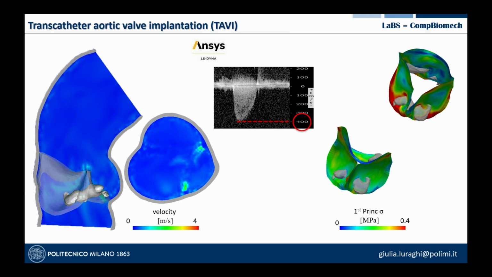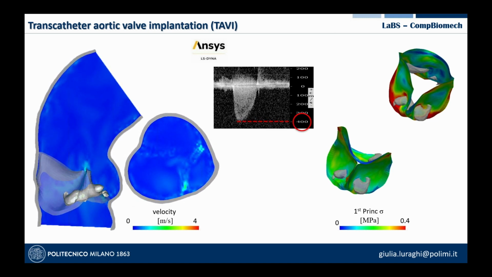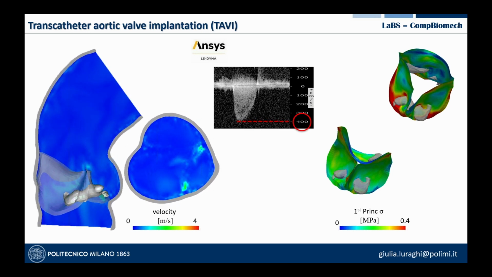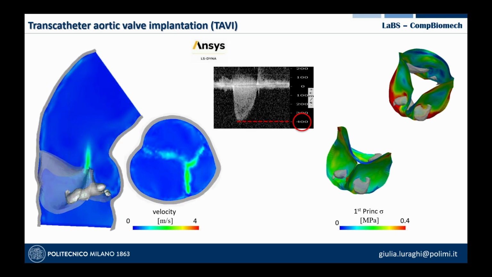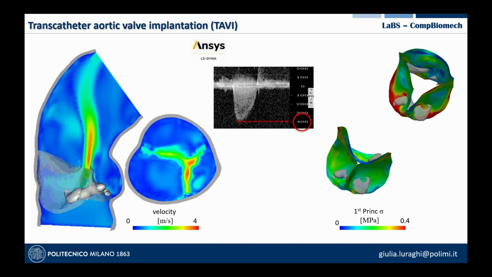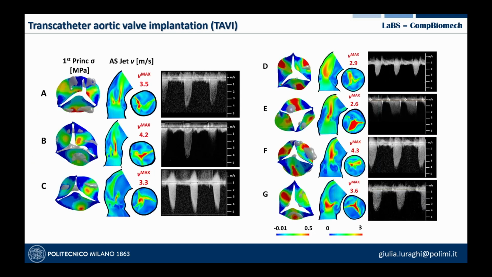As a result, we can evaluate the stress field, strain field, and displacement field on the aorta, on the leaflets, on the calcification, but we can also have flow results. We apply the pressure boundary conditions, so we can measure the flow rate as a result. And we compare the flow rate and the velocity in a section with the echo Doppler of the patients. So we did this procedure for all the patients that we modeled, with a very good match between the results from the FSI simulation and the echo Doppler from the patient.